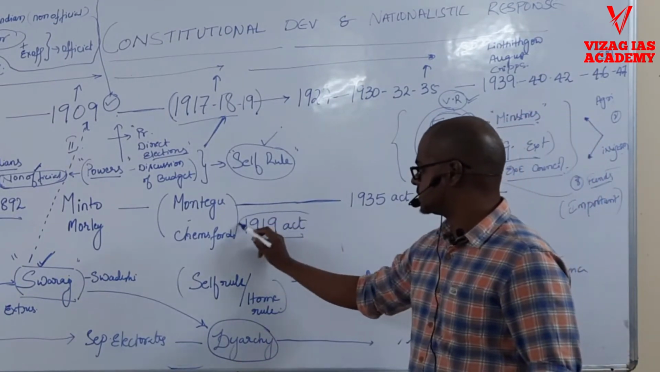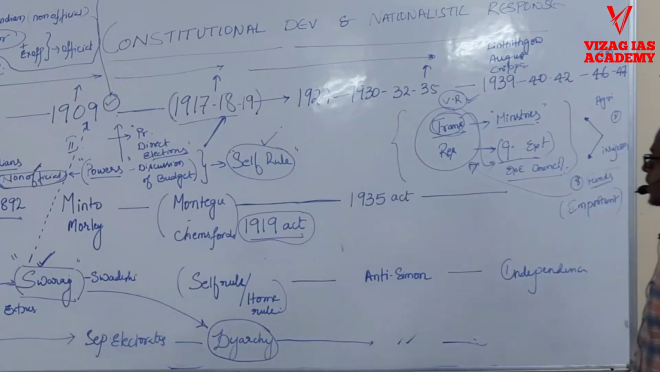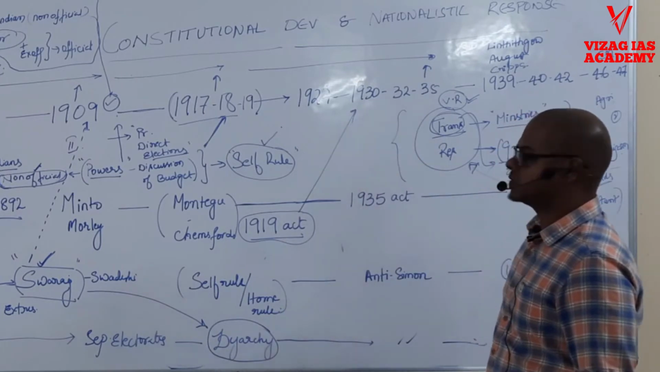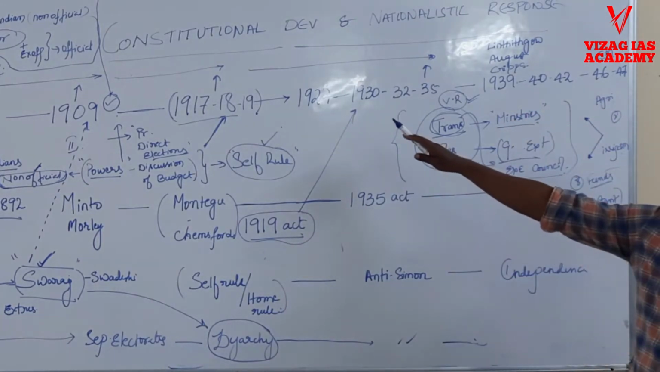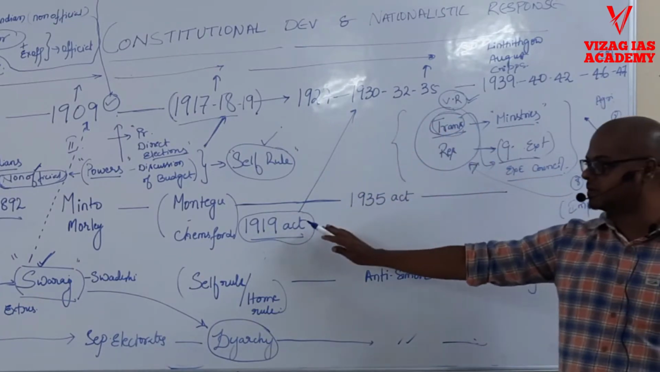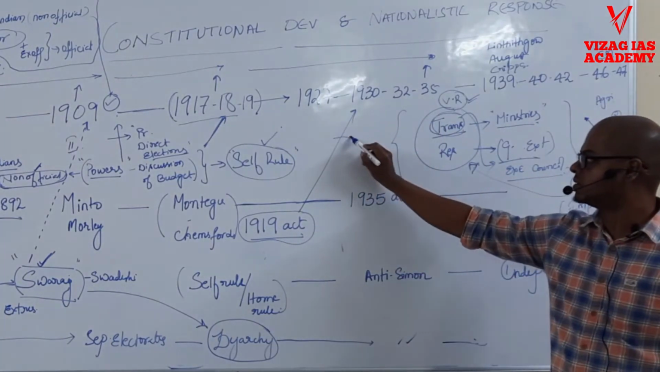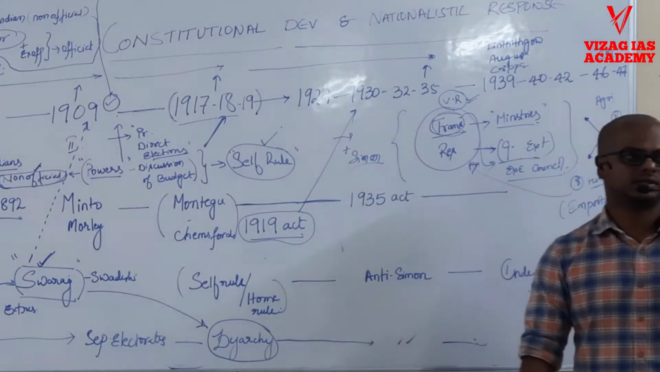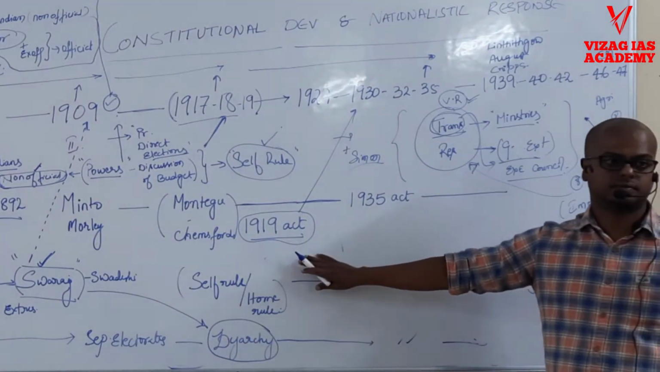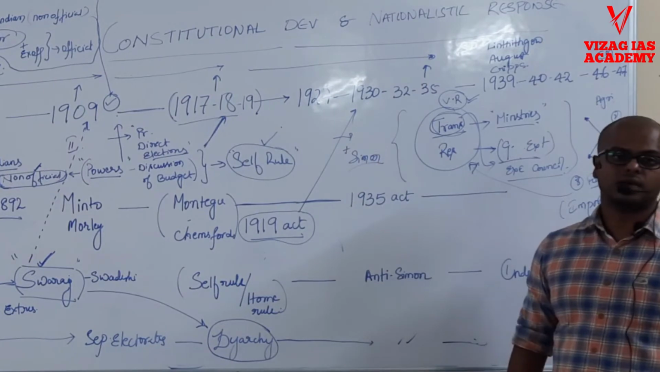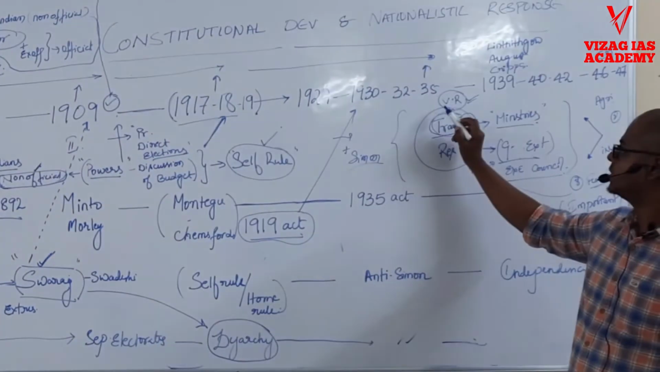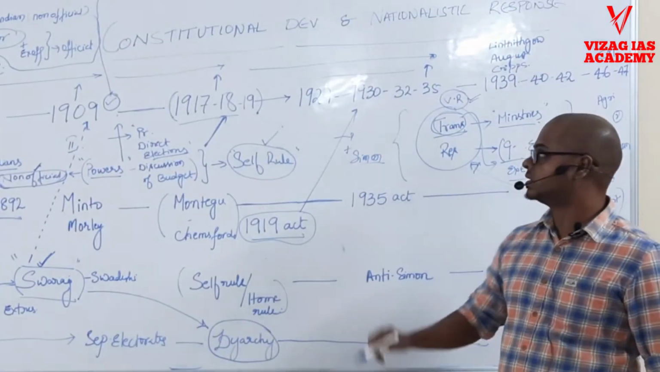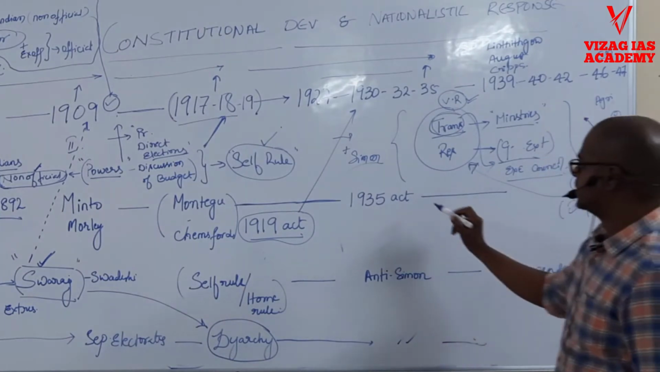Again there will be a response to this. And this is the development of 1927, 30, 32, 35. All these developments are basically this. To this is added the Simon Commission, which comes to evaluate this act. Then we have the Simon protests, and all those developments, the Round Table Conferences and all, and finally we have the 1935 Act.